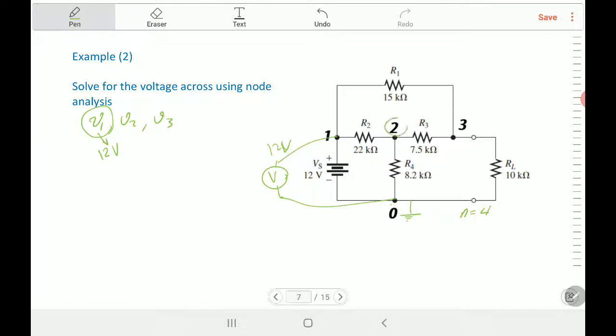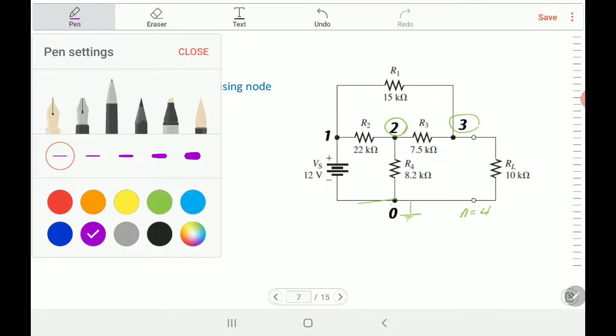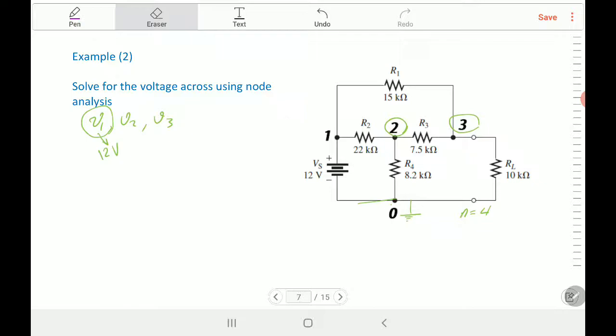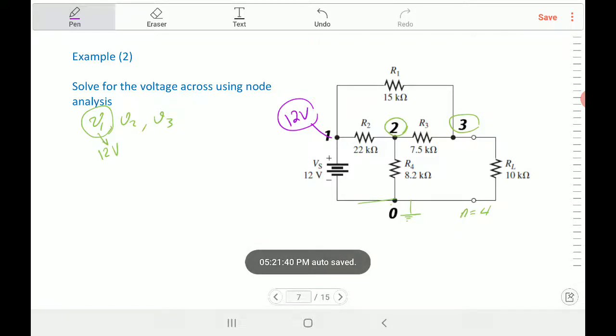So what's left for you? V2 and V3. Let's move this voltmeter and put down that V1 is equal to 12 volts. It's known. So that's the first step. That's the difference: you look for the voltage source. Now the unknown values that you want to solve for are V2 and V3.